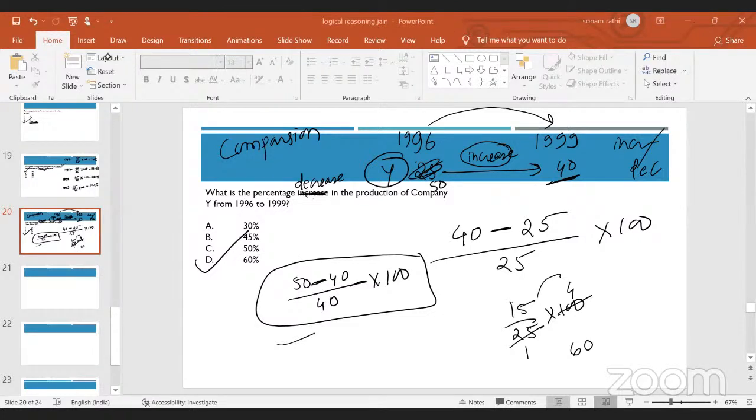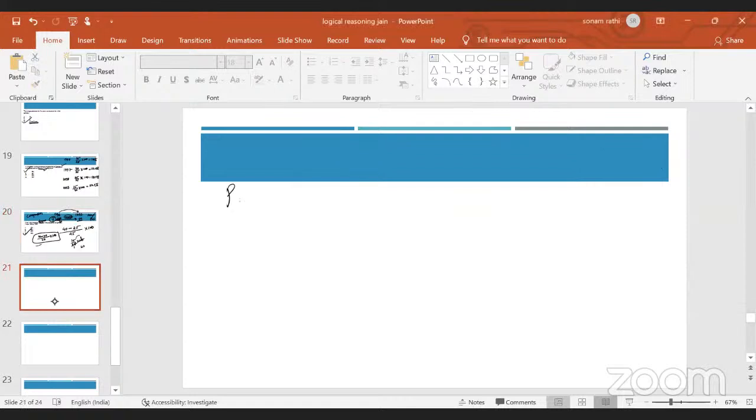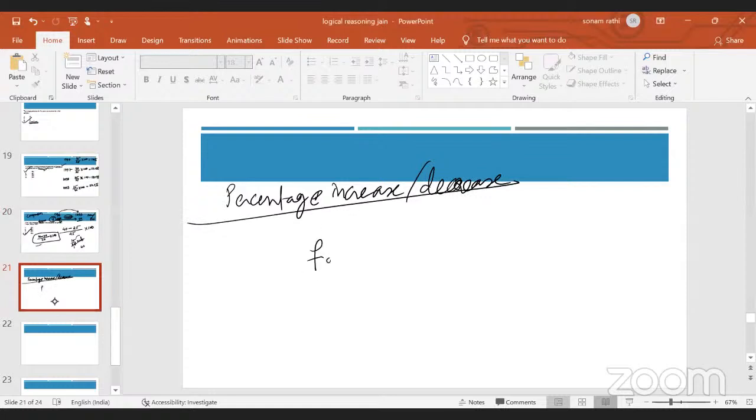Yes. If they say decrease, formula, I will give you the formula. Formula of percentage increase or decrease. In both the cases, the same formula will work. Final value minus initial value upon initial value into 100.